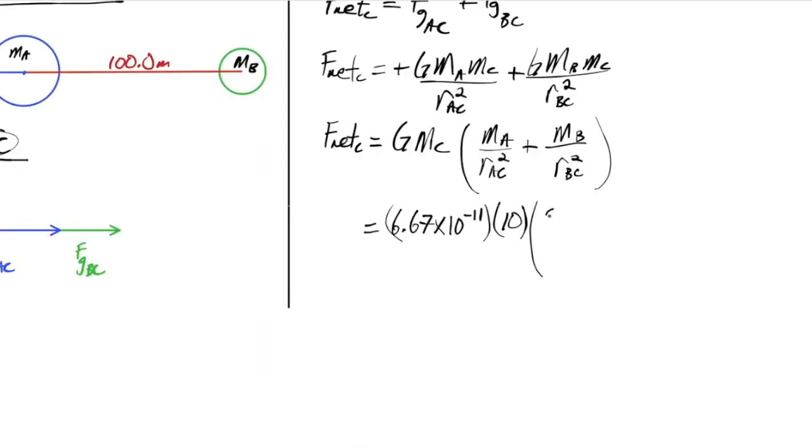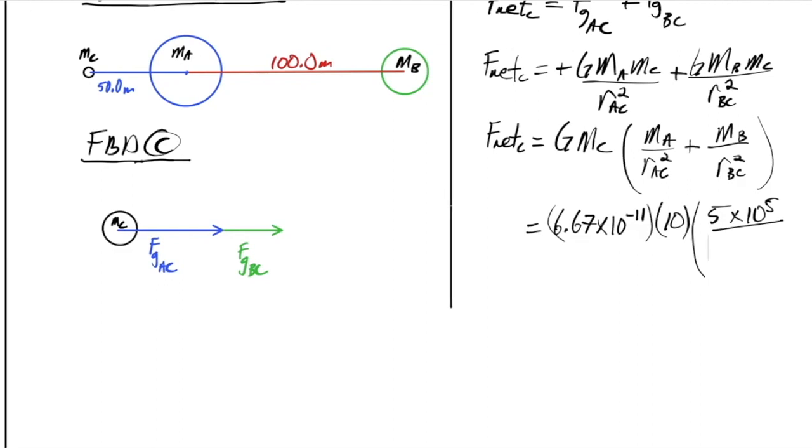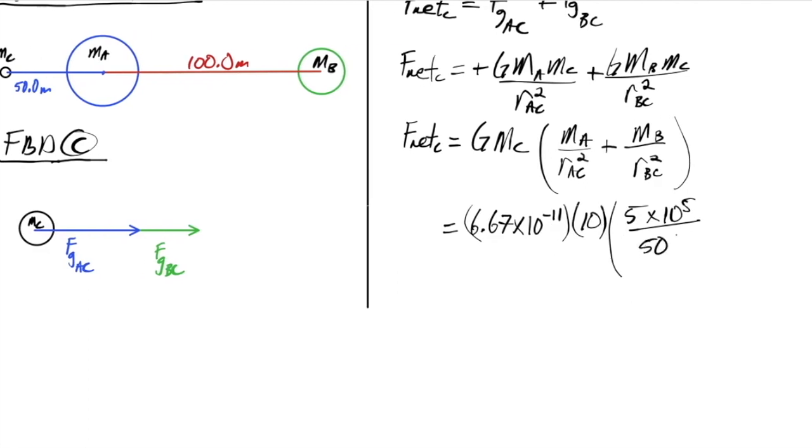So the mass of A is 5 times 10 to the 5. Now let's talk about the distance of RAC. So the distance between mass A and mass C is 50 meters. So that'll be 50 squared. We have to be careful of the second one. The mass is 1 times 10 to the 5. So the mass of B is 1 times 10 to the 5. But the distance between B and C is 50 plus 100, or 150 squared. And this works out to 1.364 times 10 to the negative 7 newtons.